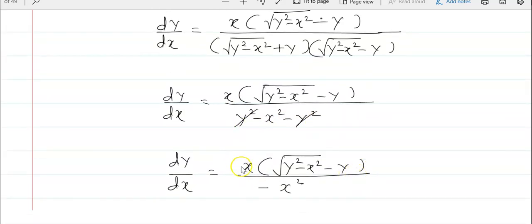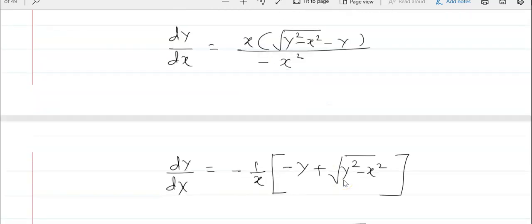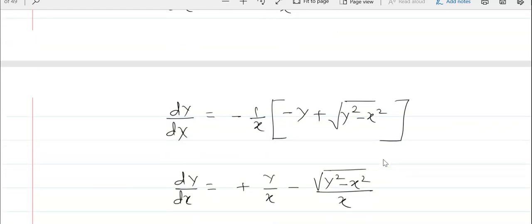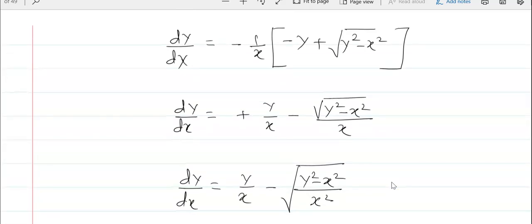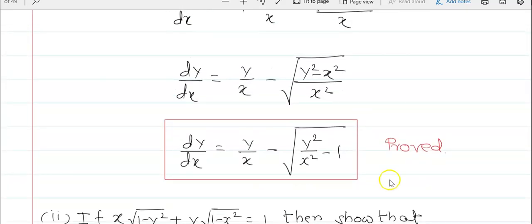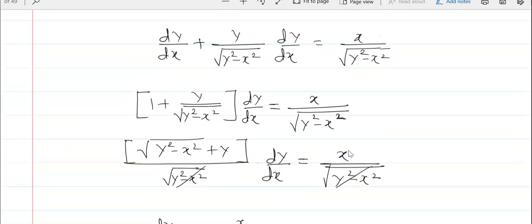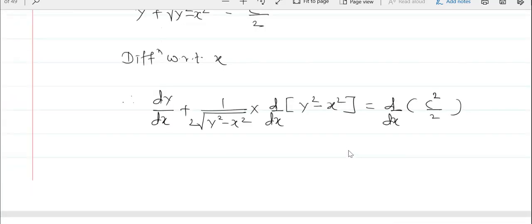You are getting x upon x square. This x gets cancelled, and that's why it is minus, dy by dx is equal to minus 1 upon x, minus y plus root of y square minus x square, and therefore overall dy by dx is equal to y upon x minus root of y square minus x square upon x. And that's why the answer is dy by dx is equal to y upon x minus root of, if we divide it, y square upon x square minus 1, and hence the answer.